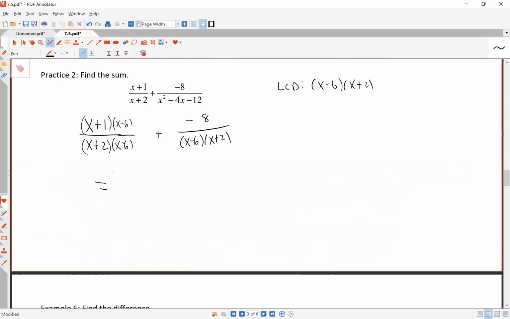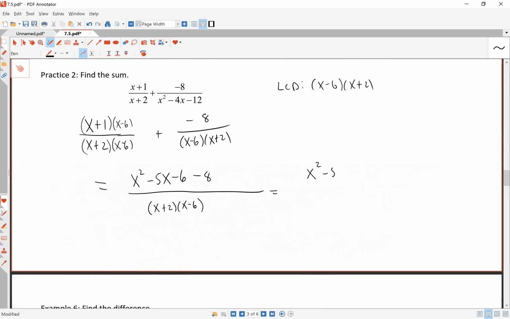We have to FOIL out the x plus 1, x minus 6, giving us x squared minus 6x plus x is minus 5x minus 6. We're all over that same denominator now, so we have a plus 2 and a minus 6. And our numerator from this one is a minus 8. So plus a negative 8 is just a minus 8. So now we have to collect the like terms in the numerator and then try to simplify. That's x squared minus 5x minus 14 over x plus 2, x minus 6.